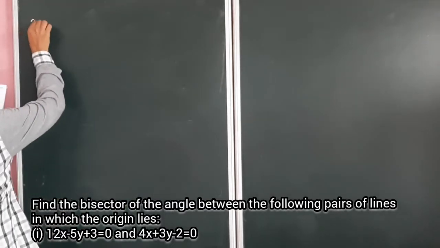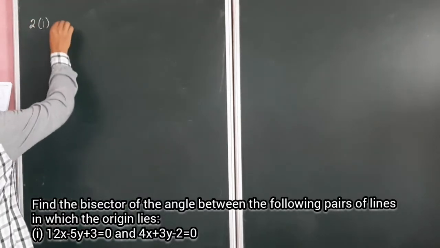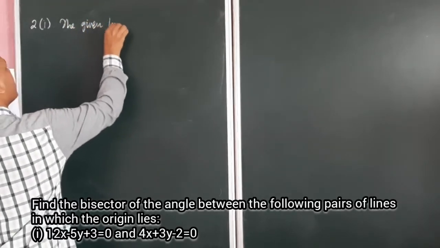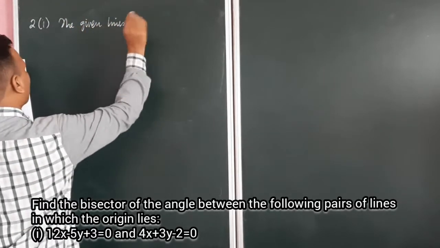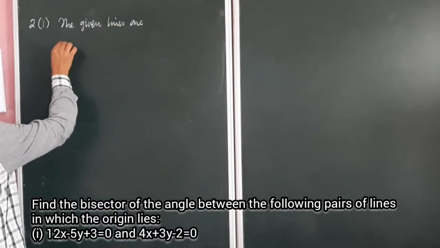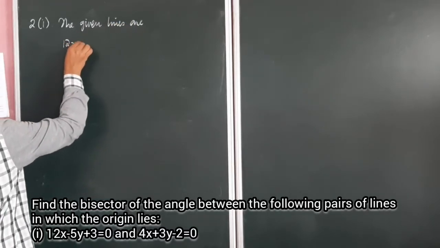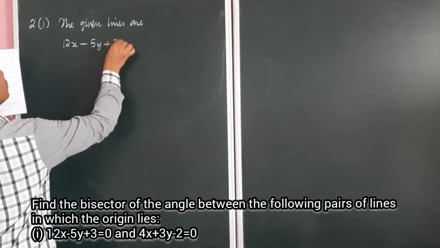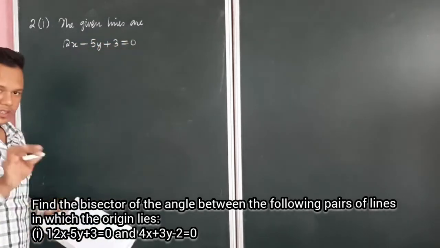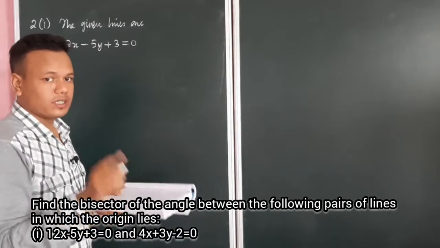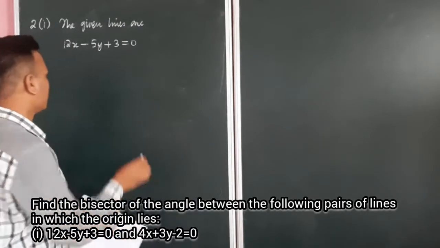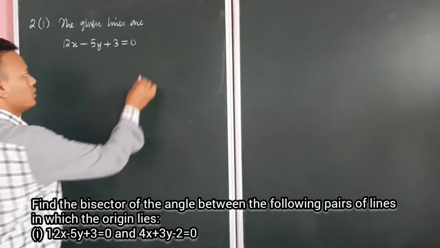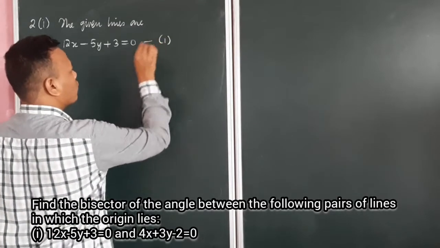So the given lines are, okay, the first one is 12x minus 5y plus 3 equals 0. Now in such kinds of questions, as I said earlier, c1 and c2 must be positive. Now what's the value of c1 here? It is 3. So that's why this is fine for me. Let me call this equation 1.